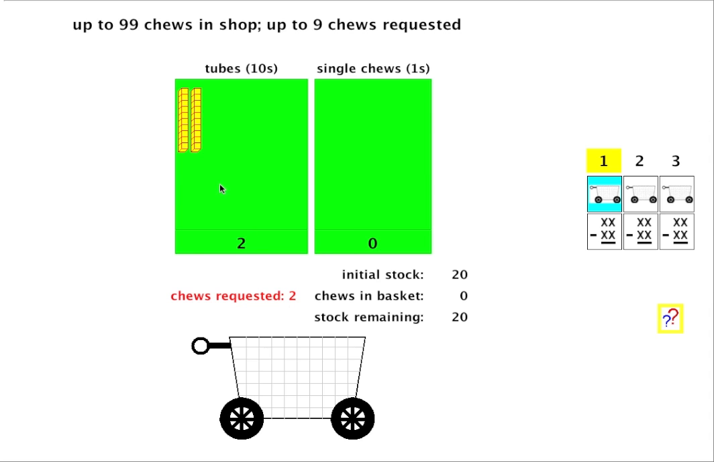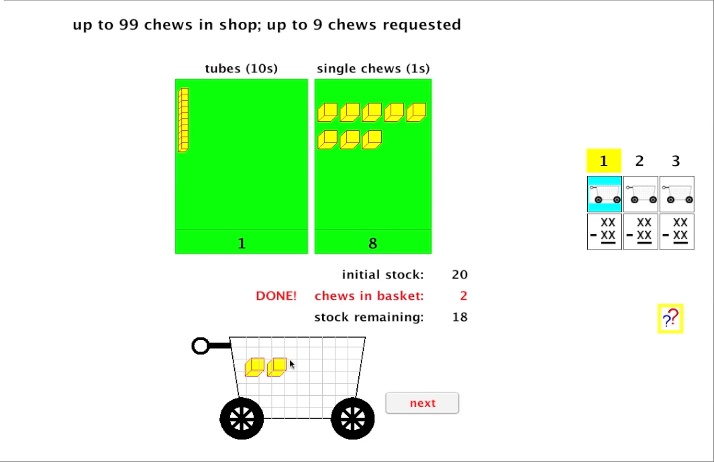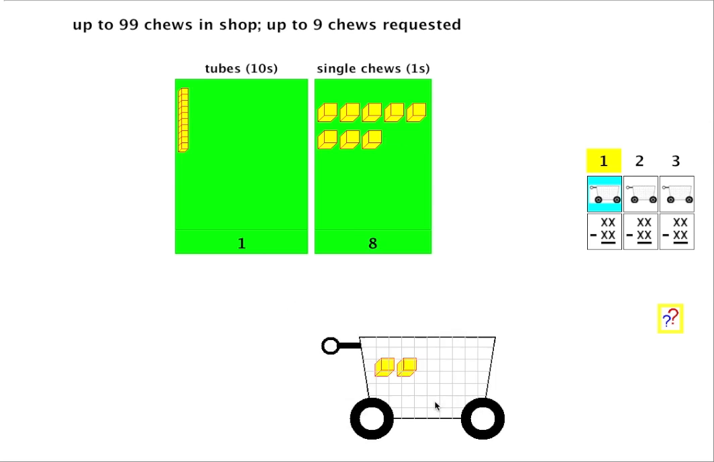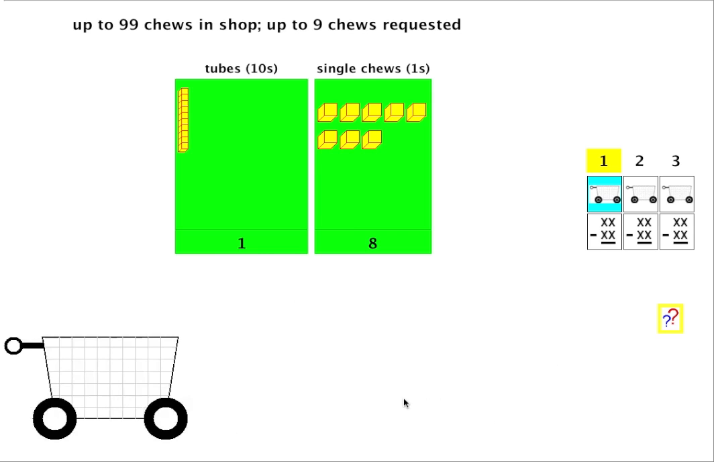Now you can't give the customer 2 straight away. You're going to have to break up one of the tubes. So one click in the tens selects a tube. Then one click in the singles breaks them up into singles. And now you can select 2 tubes by clicking twice in the singles. There they have been selected. Then one click in the trolley, click next, and off the customer goes.